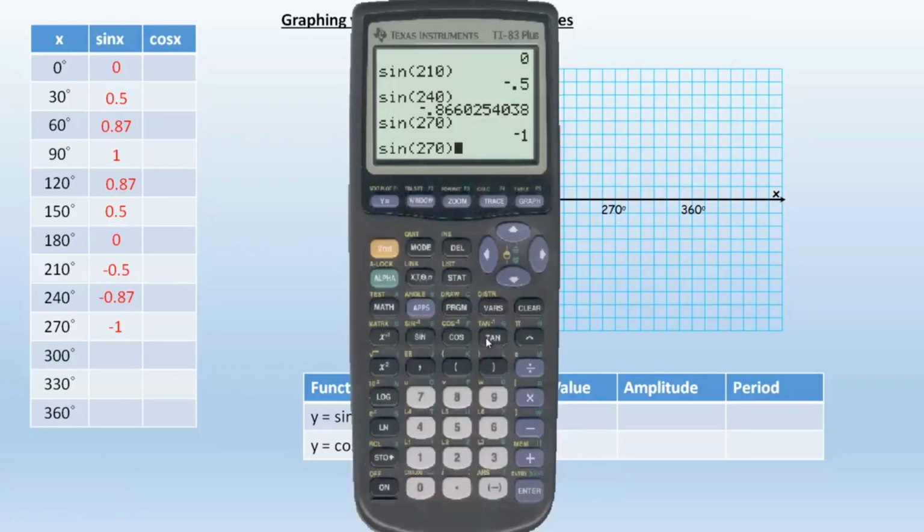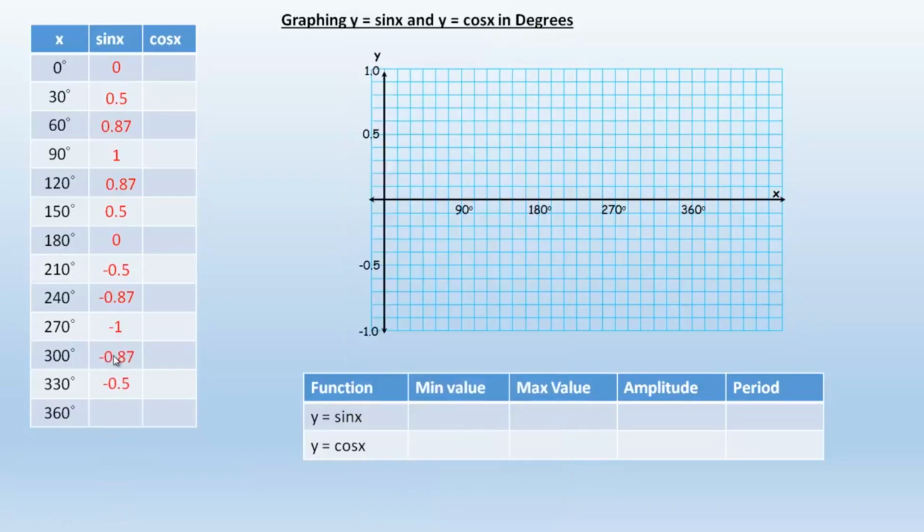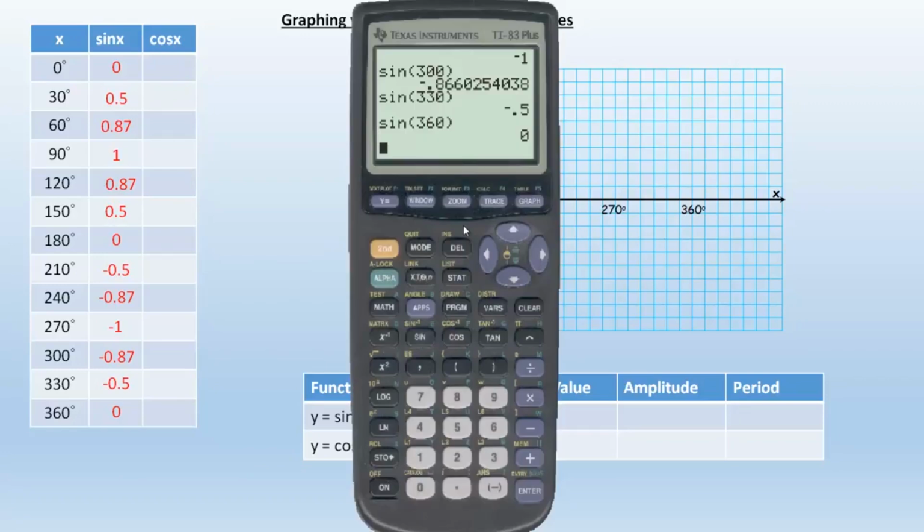So I'm going to do 300 next. 300, so that's going to be negative 0.87. 330 is negative 0.5. And 360, you might guess, is back to 0. So negative 0.87, negative 0.5, 0. Now, I'm going to do the cosine table before I start graphing too, so I just want to complete the table.